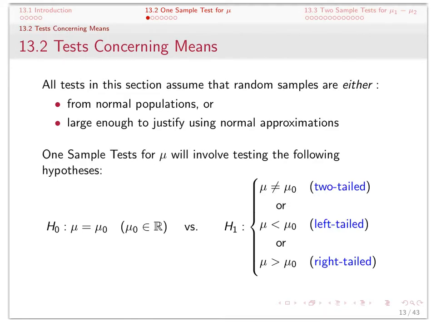So when we're working with one sample tests for a population mean, it will involve testing the following hypotheses. Typically, our null hypothesis will always state that the mean is equal to some value mu naught, which is some real number, and that'll be juxtaposed against an alternative hypothesis that's one of the following three options. Either that mu is not equal to mu naught, in which case we refer to that as a two-tailed test, or that mu is strictly less than mu naught, in which case we call that a left-tailed test, or that mu is greater than mu naught, and we'll call that a right-tailed test.